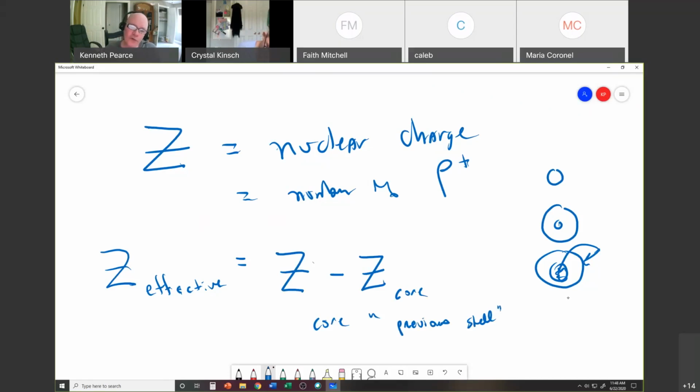There are all sorts of ways of calculating Z effective, where you account for S's and P's and D's. And by the way, the closer you are to the nucleus, the less shielding you experience. So S is closest, so it experiences the least amount of shielding. P experiences more shielding, and D experiences even more shielding because it's further and further away from the core.